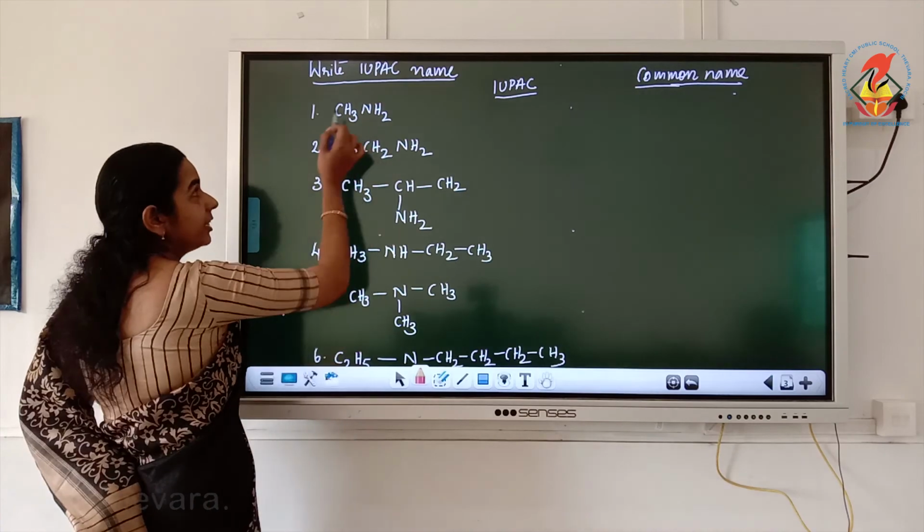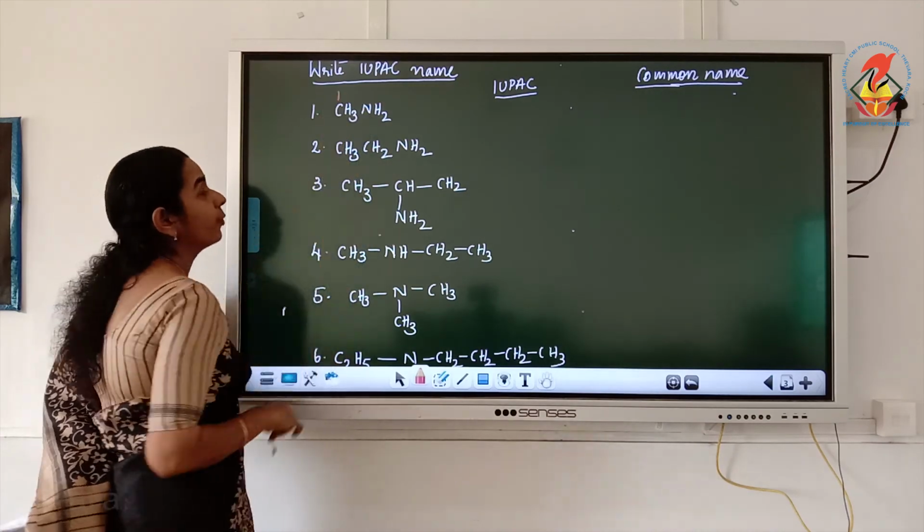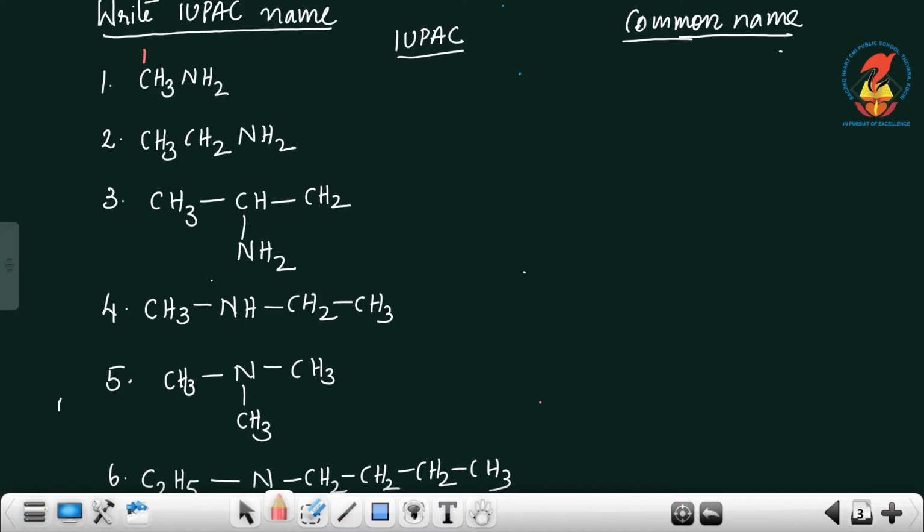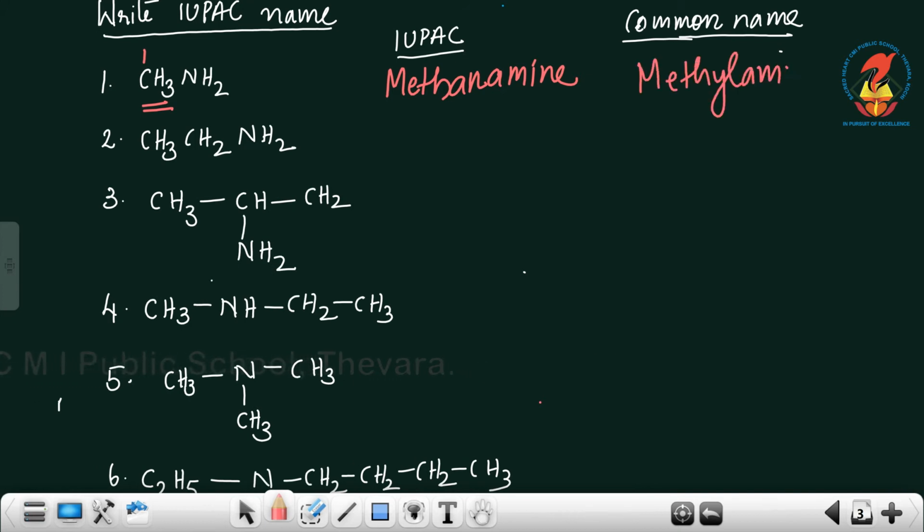So here there is only 1 carbon, so the word root will be meth. It is singly bonded, so methane. The last E will be replaced by amine. So it is methanamine or methan-1-amine. If it is number 1, no need to write it. The common name here, the alkyl group being CH3, will be methylamine.